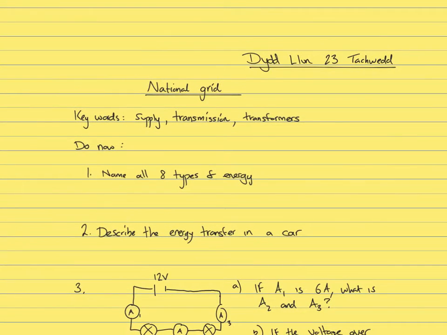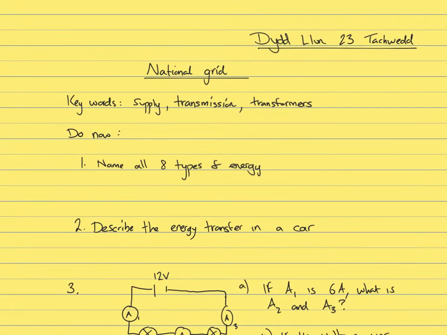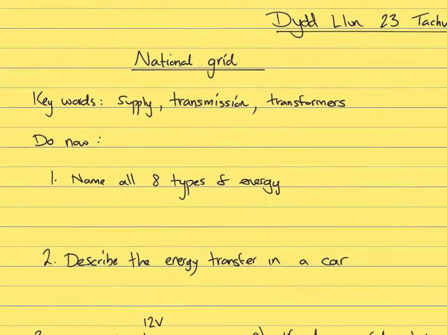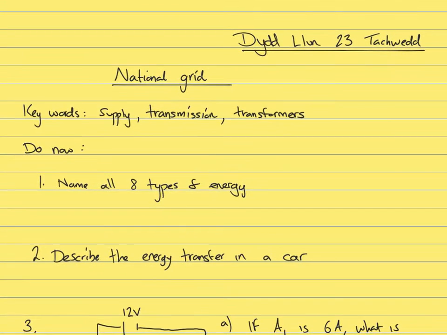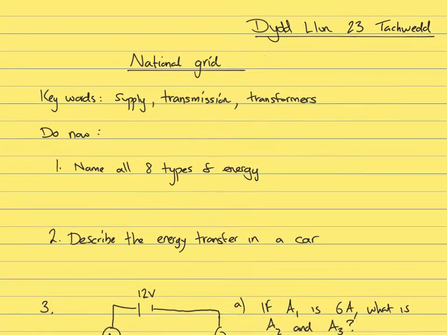So if we can get this down as normal, it is D-Clean, it's the 23rd of Tachwedd. We're going to be doing some work on the national grid today, and our keywords are supply, transmission and transformers.